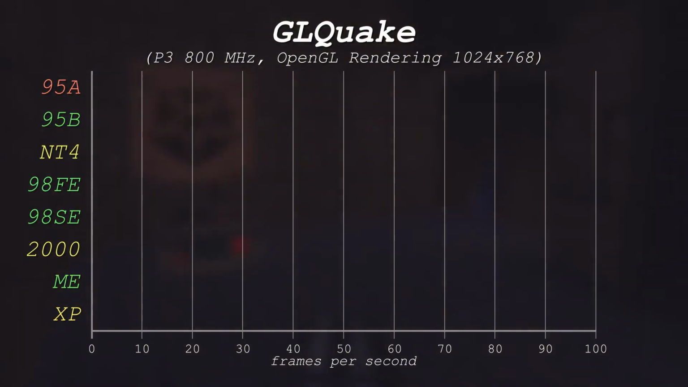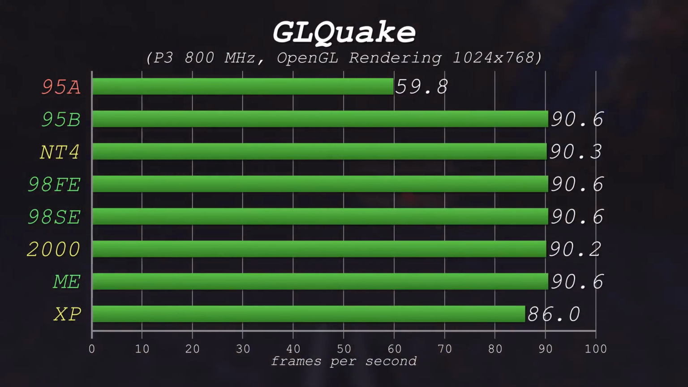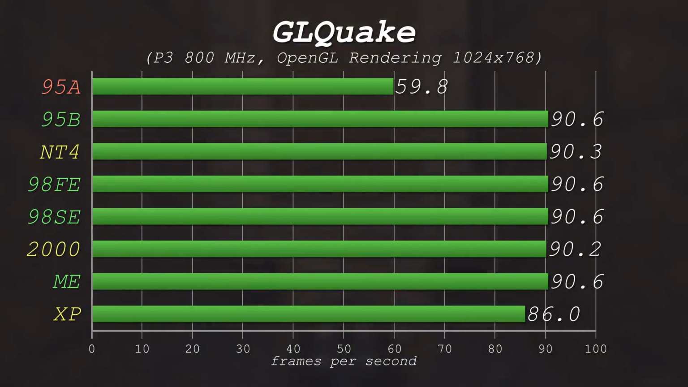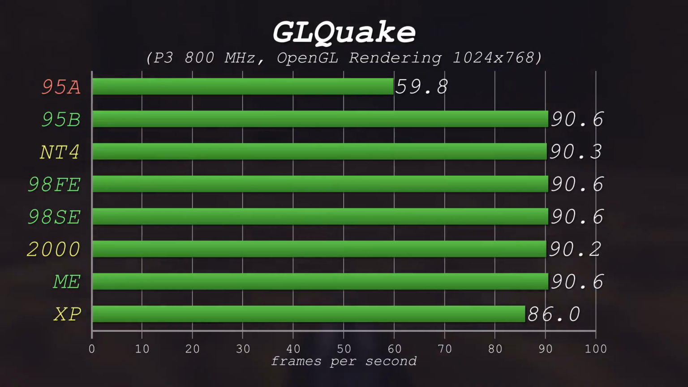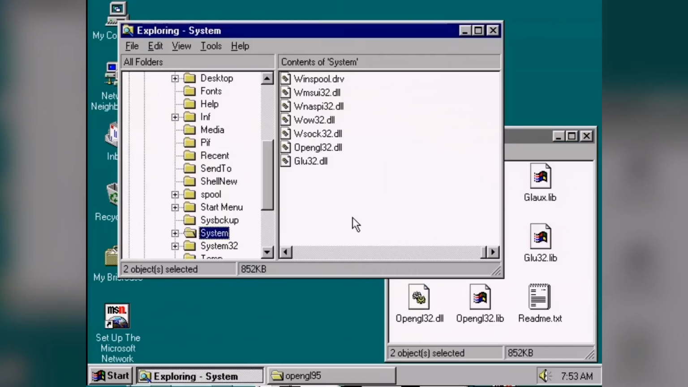GL Quake reveals some interesting results. Most versions have largely the same results except for Windows 95. When using OpenGL rendering in Windows 95A, the frame rate always caps at 60 frames per second, possibly due to forced vertical sync. If you want OpenGL support in Windows 95A, in many cases you'll have to find a copy of OpenGL32.dll and add it to the system directory yourself.